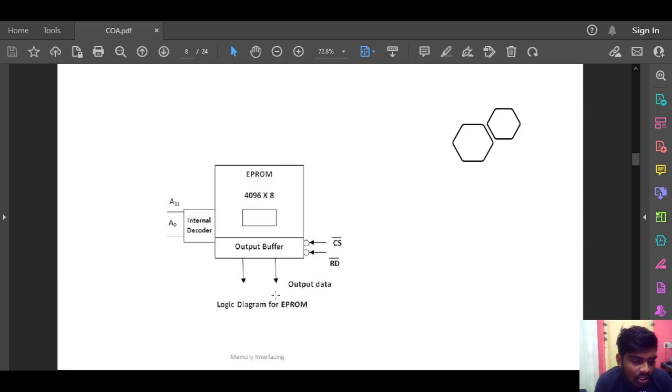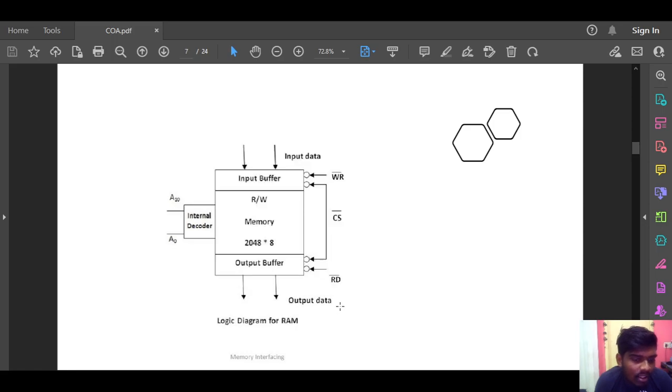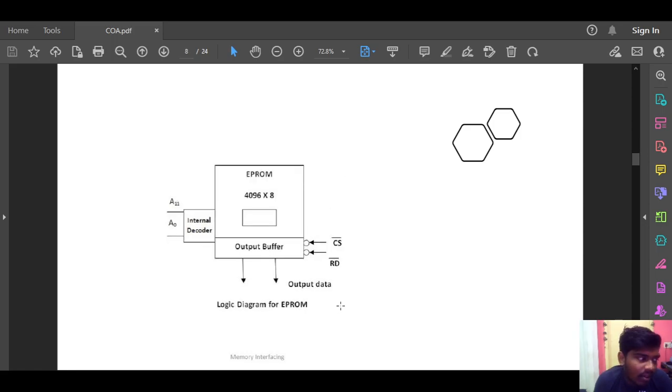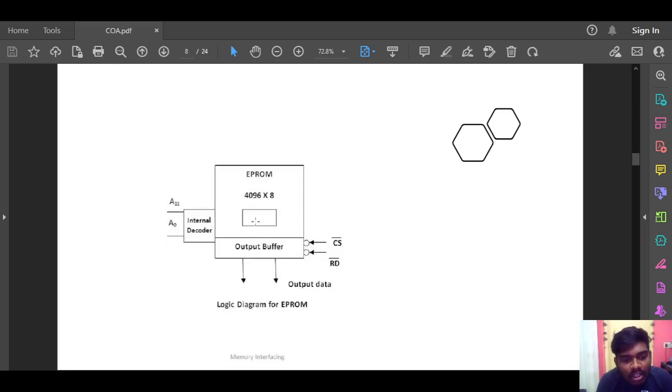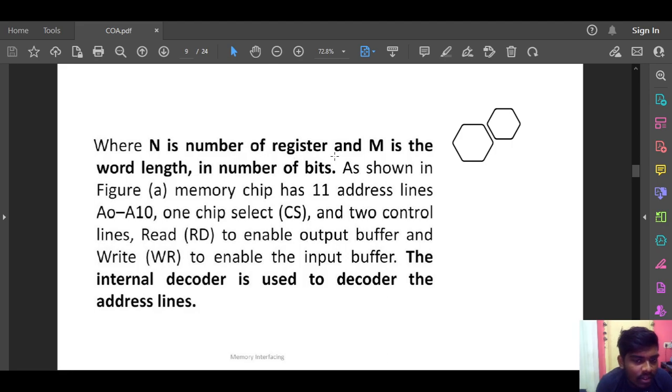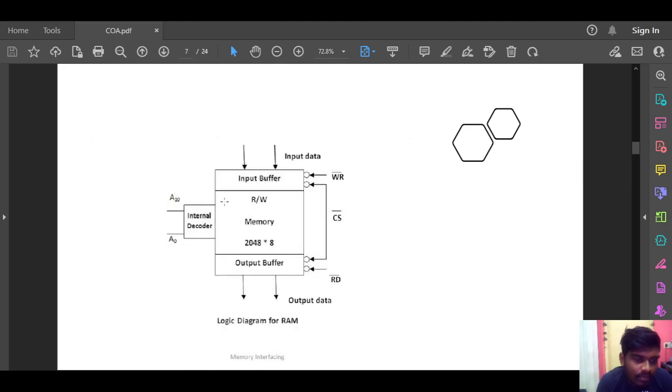And this is the logic diagram of EPROM. Actually, ROM has been classified into ROM, PROM, EPROM, EEPROM. Here we have the internal decoder, output buffers and output data, and the read function. So from this diagram, n is the number of registers and m is the word length in number of bits, as shown in figure A.